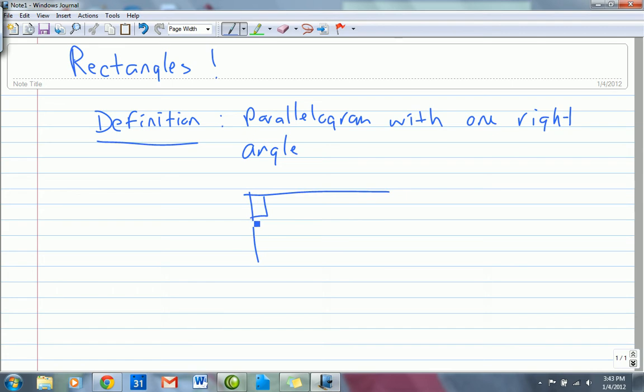So if we have one right angle there, and these have to be parallel, well, that has to be right too. And these have to be parallel as well because it's a parallelogram, then all the other angles have to be 90 as well. But that's the definition for now. Parallelogram with one right angle.